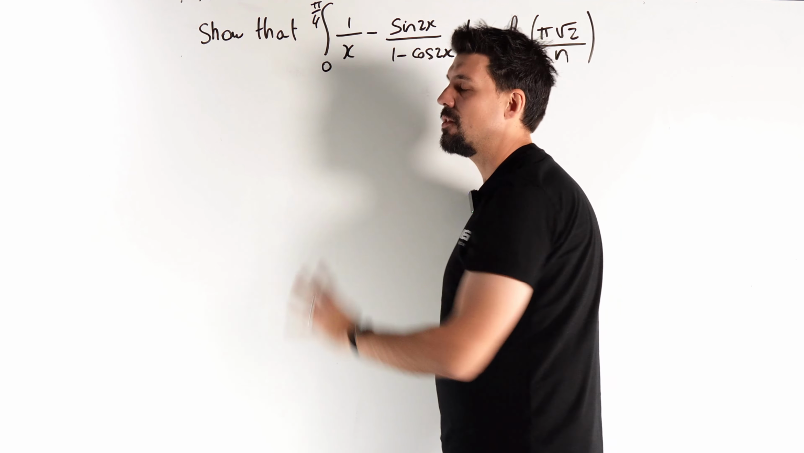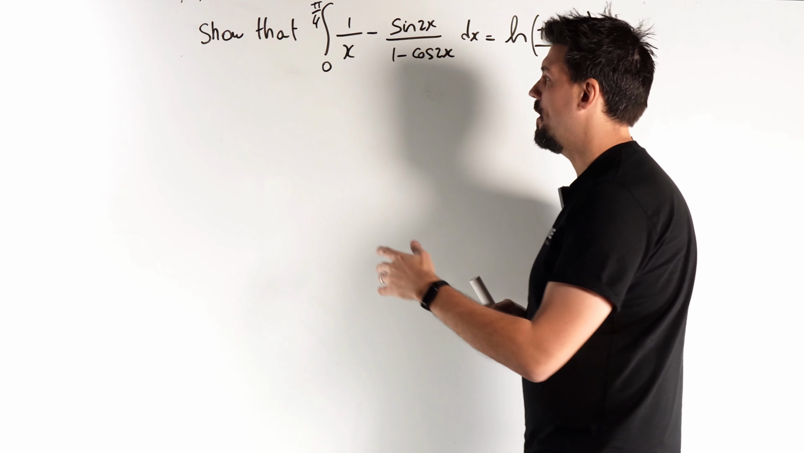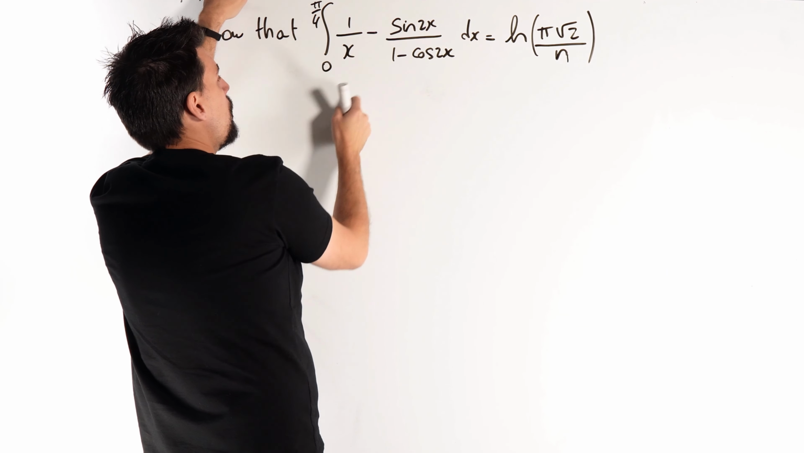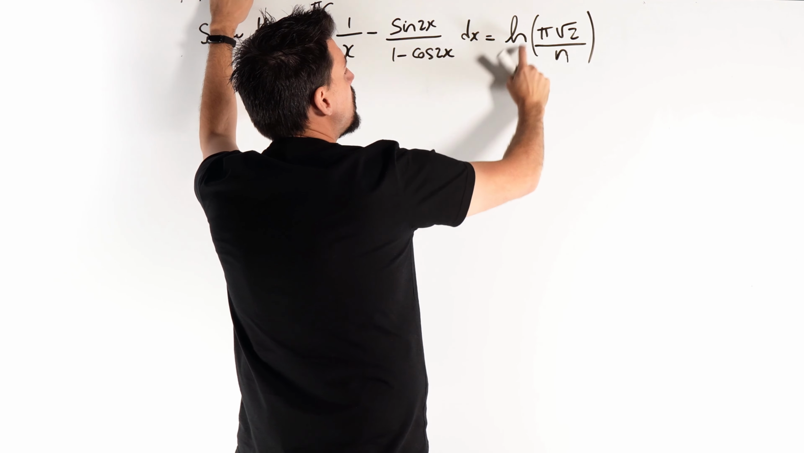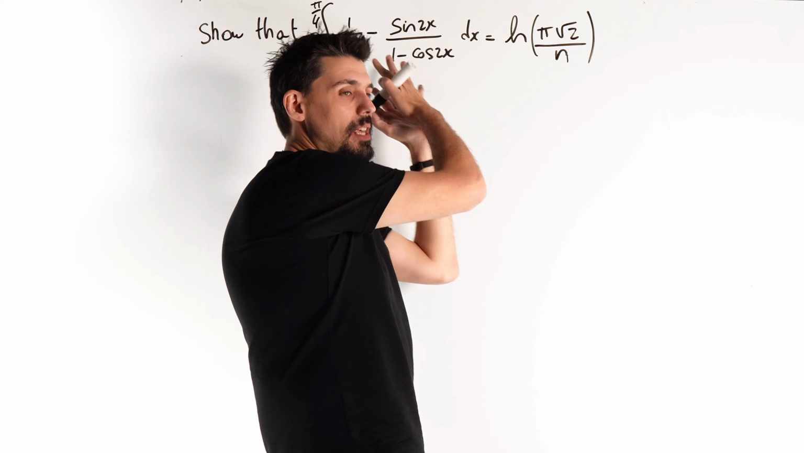We are going to do an integral here, but we're going to have to be super duper careful and really think about what we're doing. Voici the integral. We need to show that the integral from 0 to pi over 4 of 1 over x minus sine 2x over 1 minus cos 2x is equal to ln of pi root 2 over something. We need to find that something, basically do the integral.